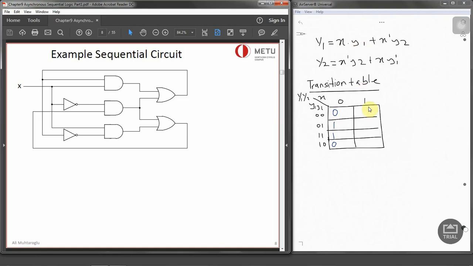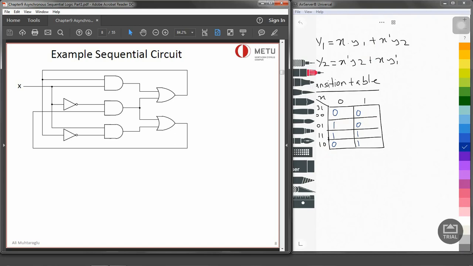When x is 1, y1 is 0, so this is going to be 0 because that's going to be 0 as well. When x is 1, that's going to be 0 because that's always 0, and that's going to be 1 dot 0 because y1 is 0, so that means that's going to be 0 as well. When y1 is 1 and x is 1, this is valid, so this is going to be 1. And when y1 is 1 and x is 1, this is also valid, so that's going to be 1 as well. So the blue colored values are representing y1 next state.